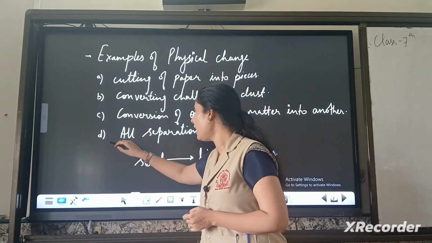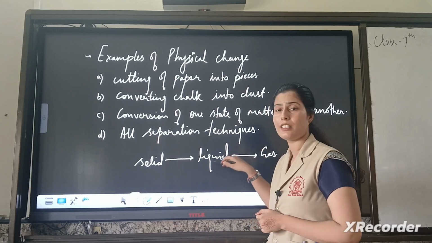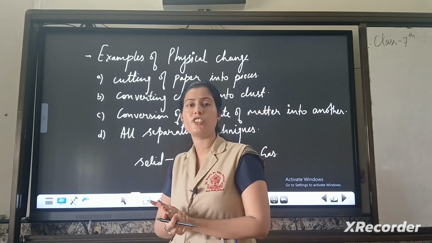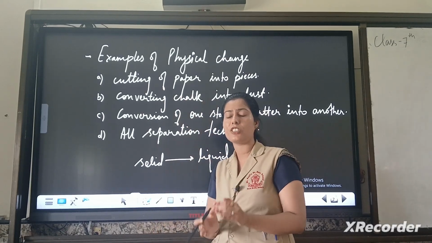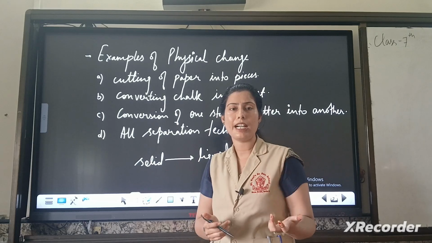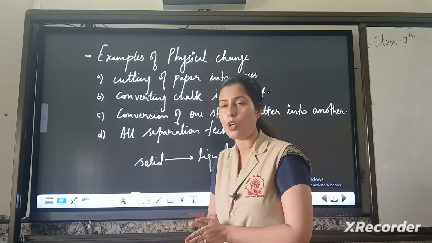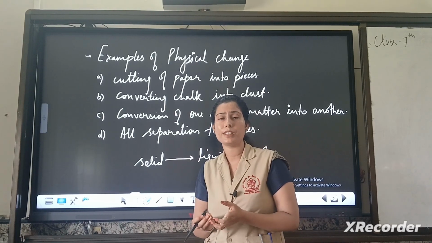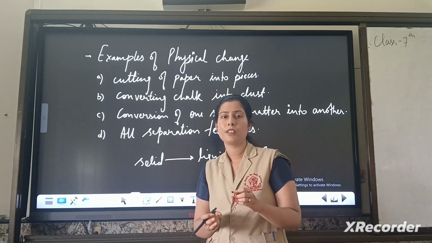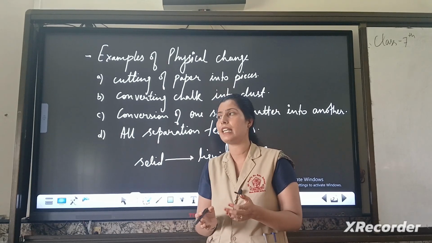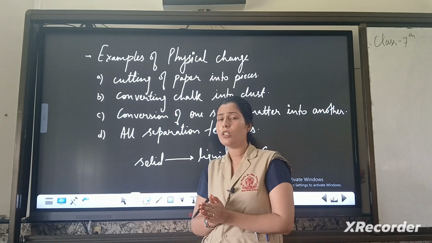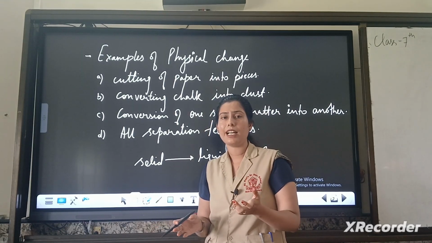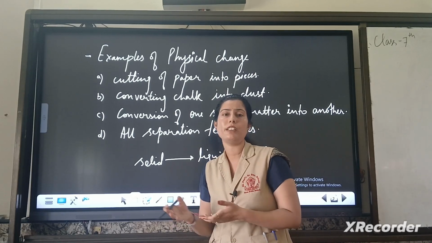Another one is all separation techniques. Clear? How are all separation techniques an example of physical change? Because in a separation technique we just try to separate the desired compound from its undesirable impurities. You know that a mixture is a combination of two or more substances present in different ratios. If you separate a mixture, you get the different constituents in different portions.